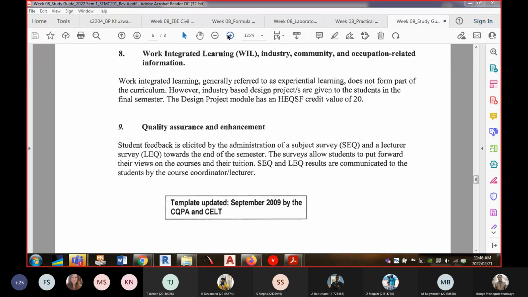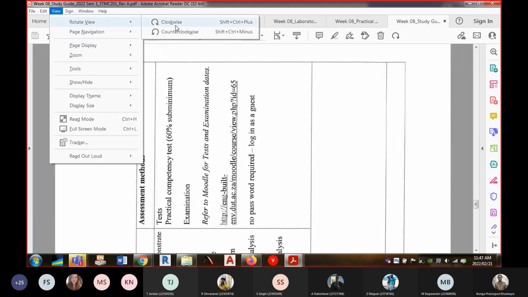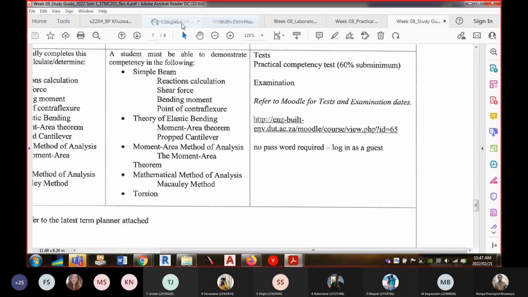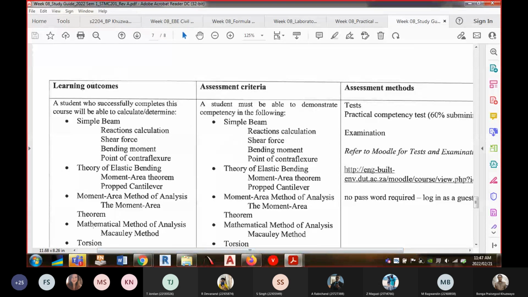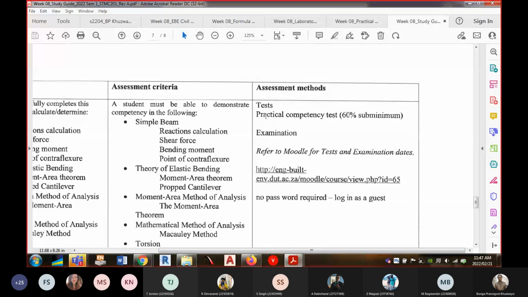So the next page, now let's talk about assessment methods. Learning outcomes, we've discussed that, and I said you can look at the assessment criteria yourself, but basically it's almost copy and paste from there. And for assessment methods, we've got 2 tests. And there's a practical competency test that you need to write, and this one will focus on shear force diagrams and bending moment diagrams.